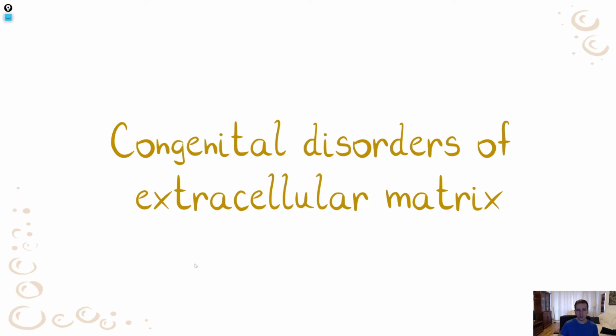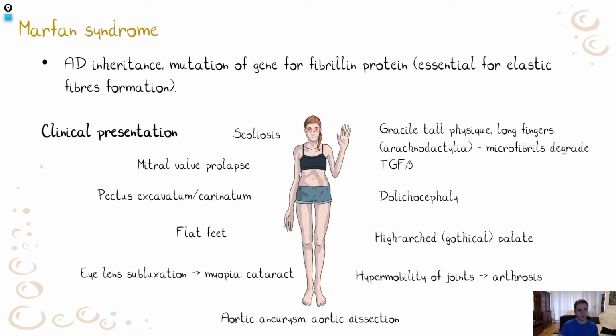Now about the congenital disorders. Marfan syndrome. Marfan syndrome is an autosomal dominant disease, which is caused by mutation of the gene for fibrillin. And fibrillin protein is an essential component of elastic fibers. So basically there is a problem with elastic fibers, the elastic component of extracellular matrix. The clinical presentation of those patients is quite typical.